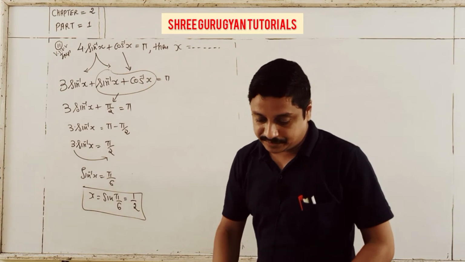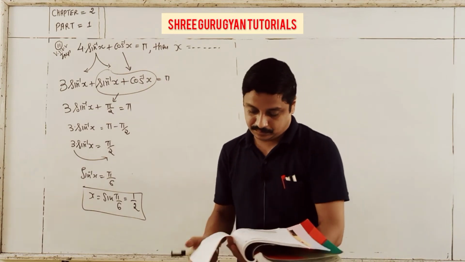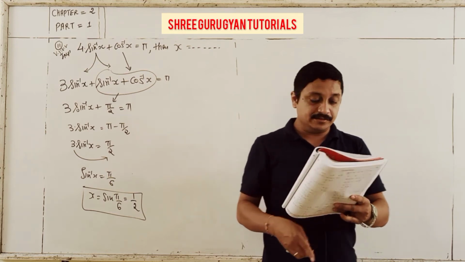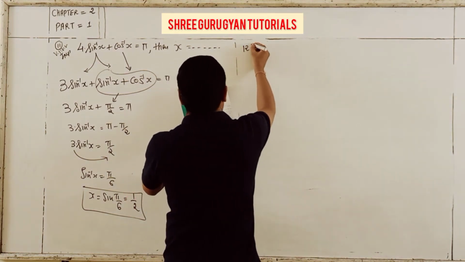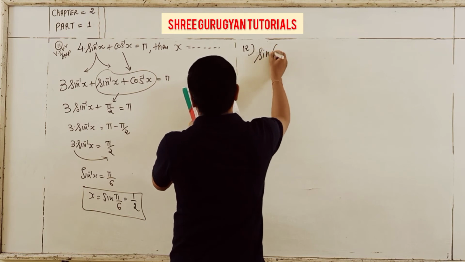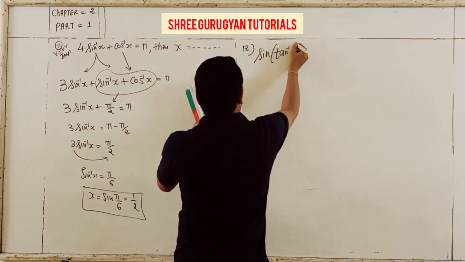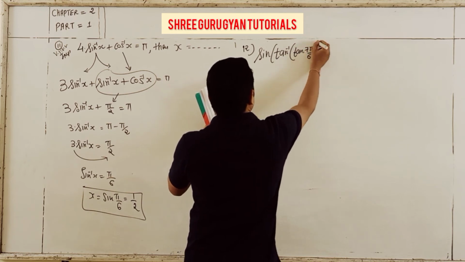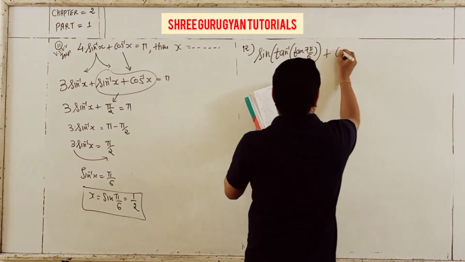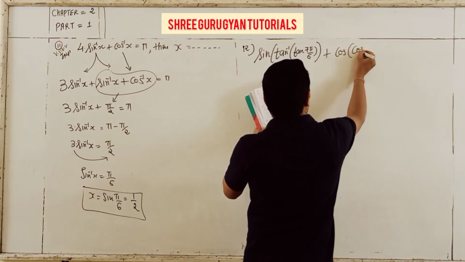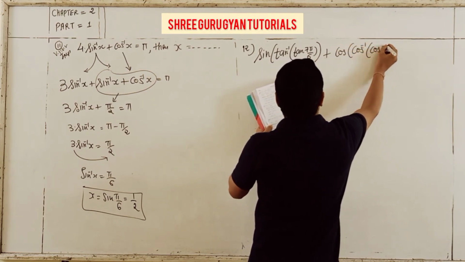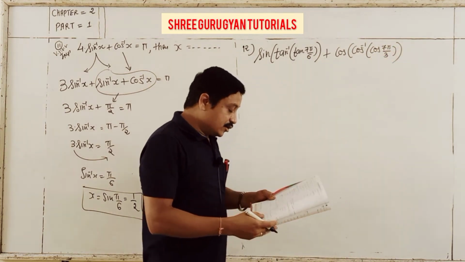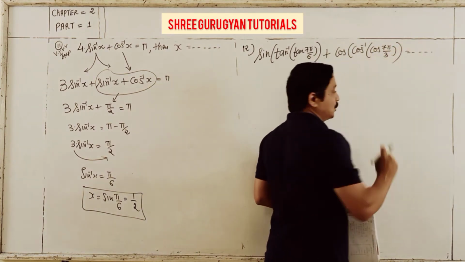Continue with the 12th one. The twelfth is also a deeply solved sum: sin of tan inverse tan 7 pi by 6, plus cos of cos inverse cos 7 pi by 3, equal to, only asking the solution.